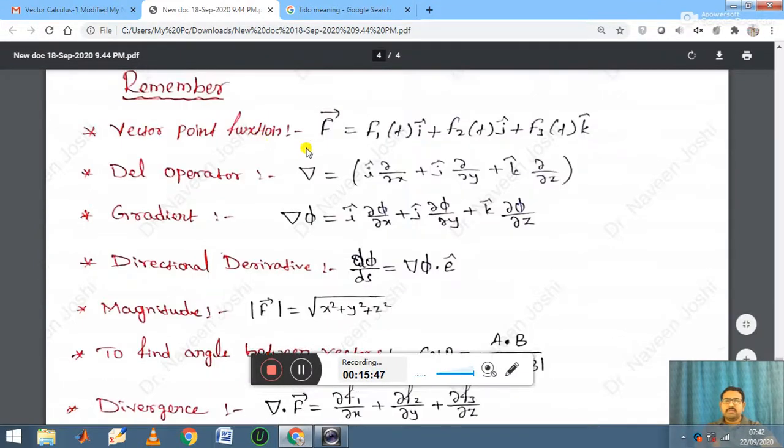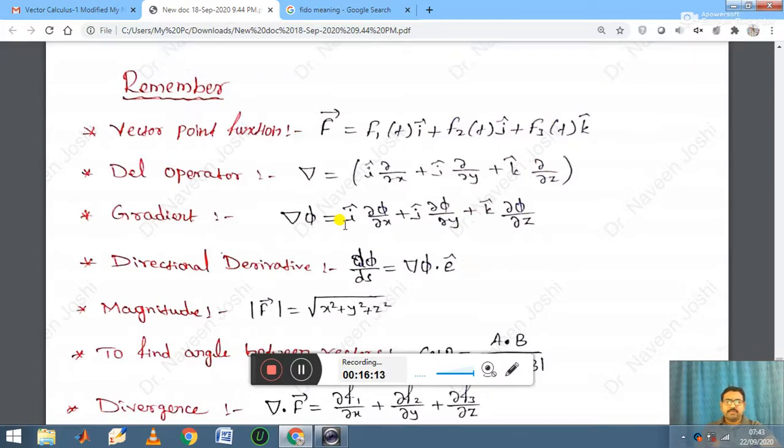A vector point function is always denoted by capital F bar equals f1 of t into i plus f2 of t into j plus f3 of t into k. Next, the del operator or differential operator is denoted by del equals i into dou by dou x plus j into dou by dou y plus k into dou by dou z. Then the gradient definition is del phi. One more thing: please notice the difference between divergence of a vector and gradient. Don't confuse them. Gradient is simply denoted by del phi, but the divergence of a vector is denoted by del dot f.